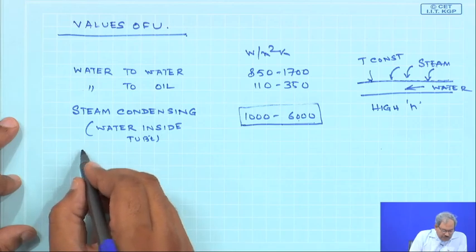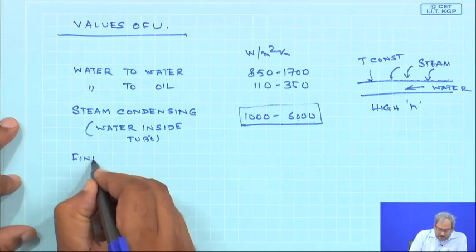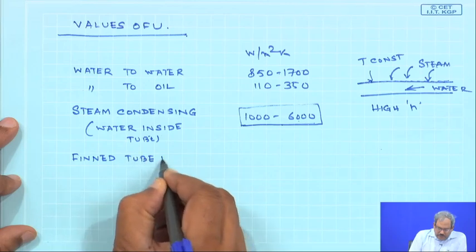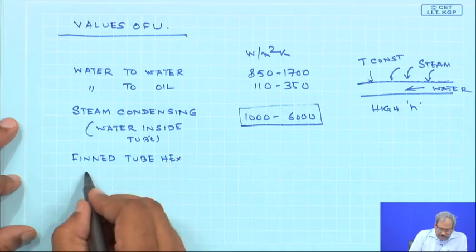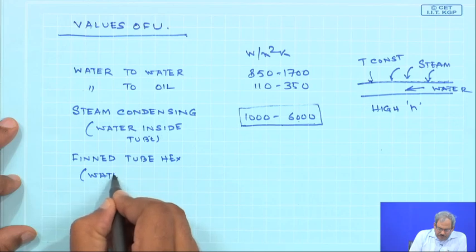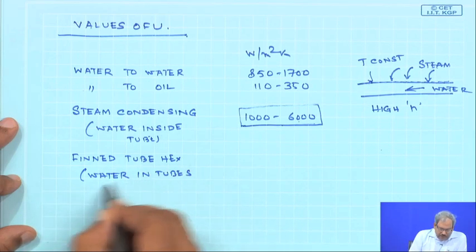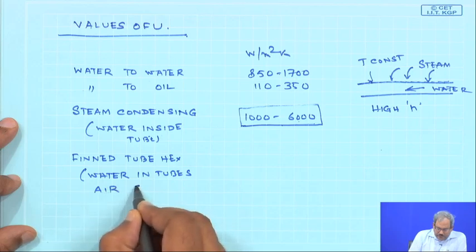So, the other one is the finned tube heat exchanger, which is maybe water in tubes and air on the outside, air in cross flow.